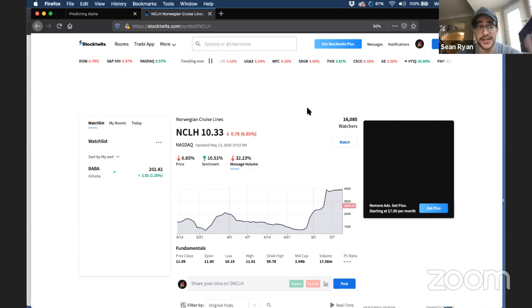Make sure to manage your position size correctly. And good luck, everyone. Hope you guys make some money on this trade.